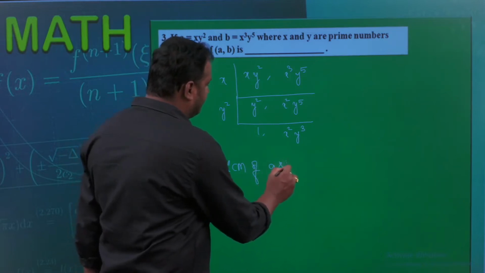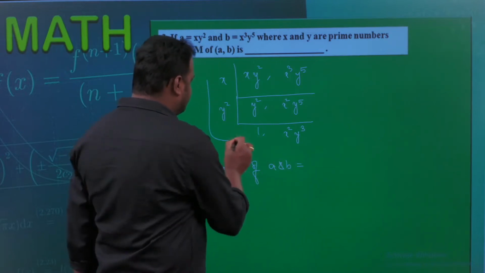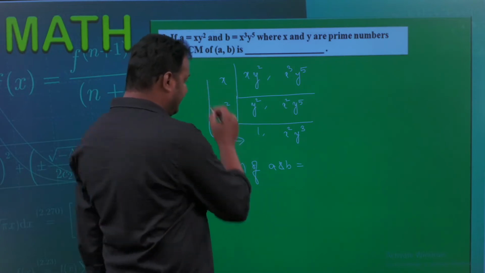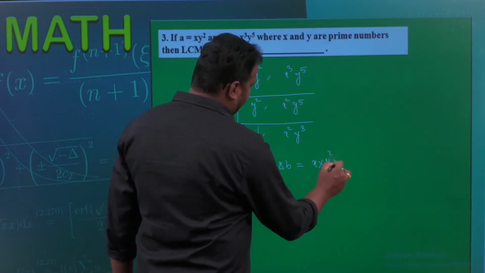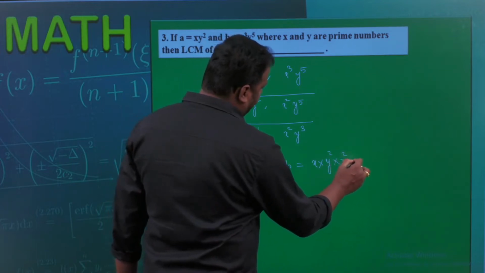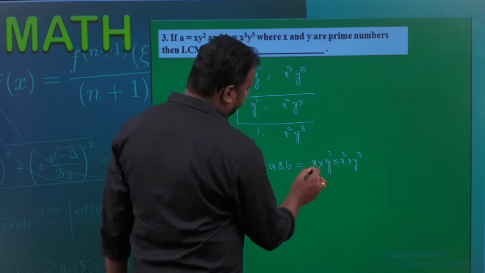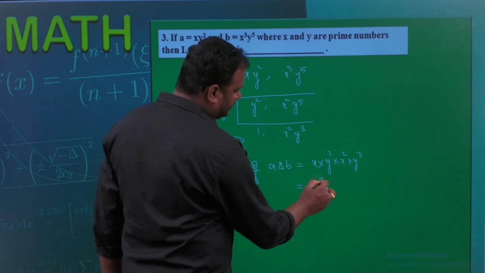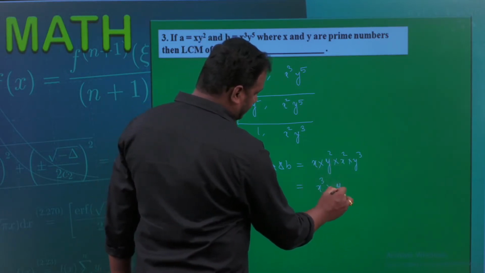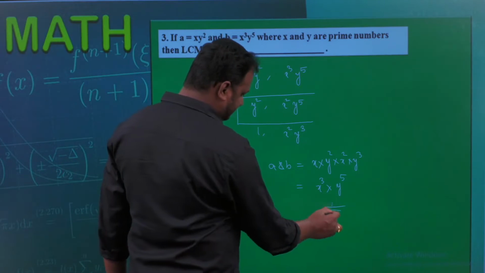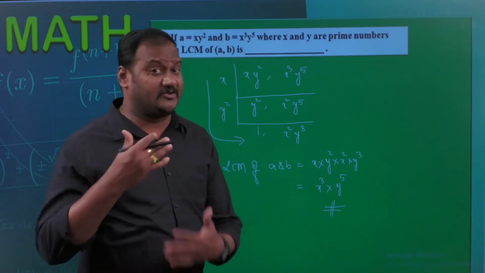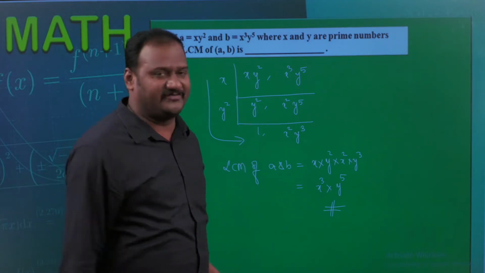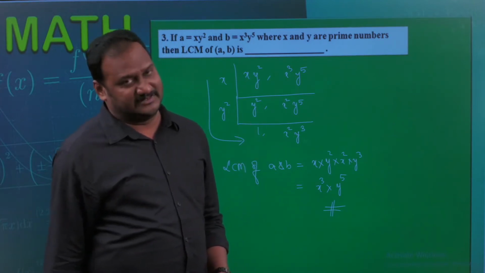LCM of A and B is going to be, again, start multiplying. Here it is x, and here it is y square, and here it is x square, and y to the power of 3. So finally, x into x square equal to x cube, y square into y cube equal to y to the power of 5. This way, easily, without listing out all the factors, we can find the LCM of two numbers.